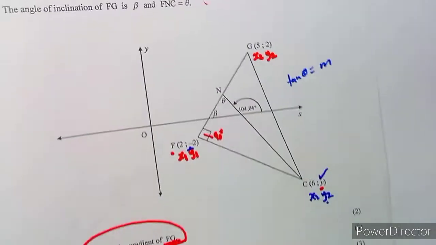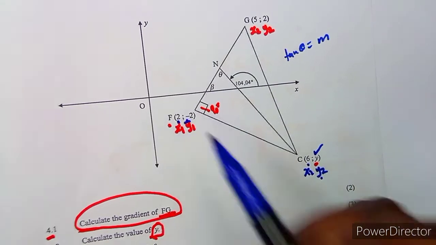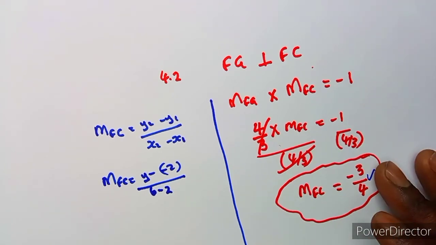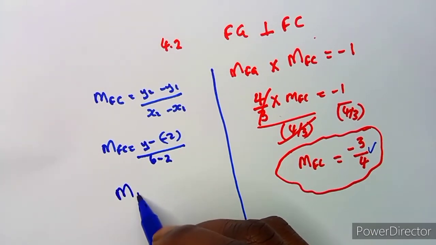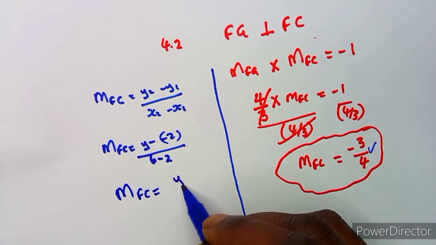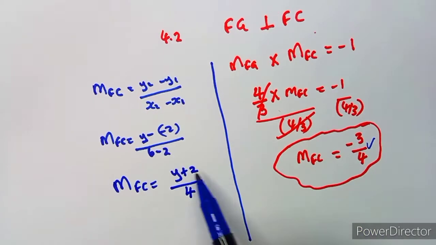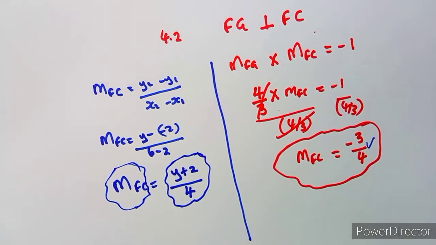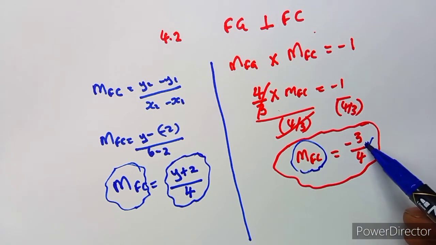Let me just write, and it's x2 minus x1, which is 6 minus 2. So this is going to be your gradient expression, an expression that represents gradient in terms of y for the line fc, which is equal to y plus 2 over 4. So that's 6 minus 2, which is 4. So these two, they are equal. This is the gradient of fc, which is minus 3 over 4.